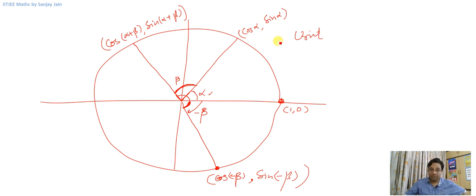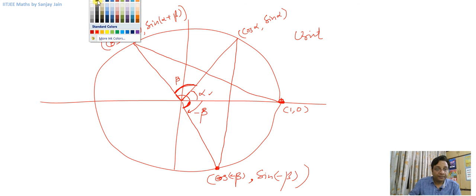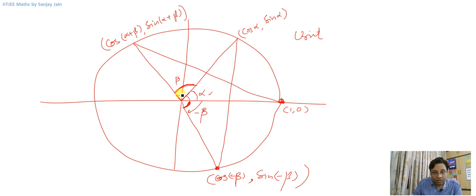And if you know this much, then you will appreciate that if I join these 2 points, now what have I done? I have joined these points because if you look at this chord and this chord, what are they subtending at the center? This angle, and this chord is subtending this angle, and these angles are equal in absolute values, right? This angle is equal to this angle.